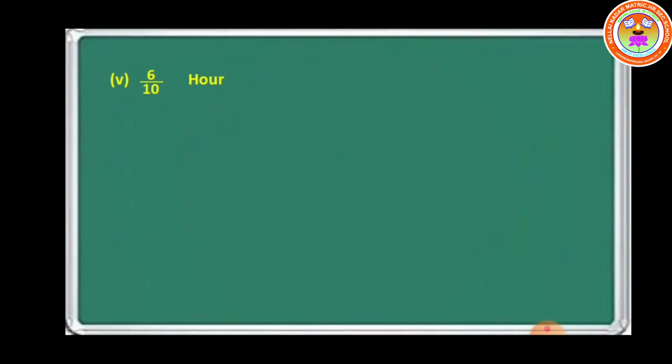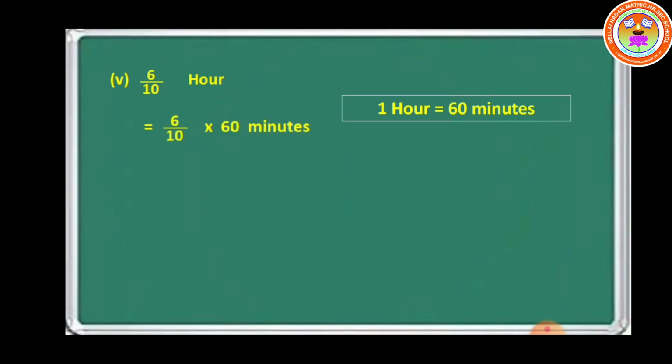Next subdivision, 6 by 10 hour. Already we know 1 hour is equal to 60 minutes. Therefore 6 by 10 hour can be replaced as 6 by 10 into 60 minutes. 0 and 0 will be getting cancelled, remaining 6 into 6, 36 minutes.